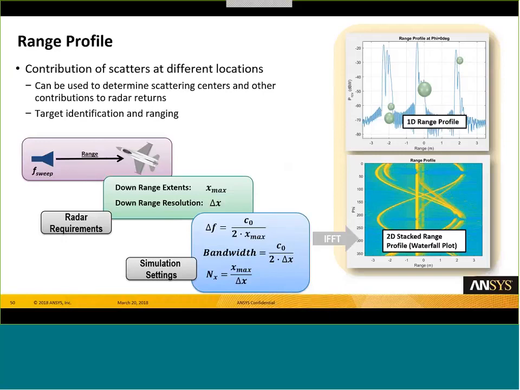And once that's done, we ultimately get the same thing that we would get with a network analyzer and measurement. And then we can take that and apply an inverse Fourier transform to be able to get the result that we're looking for, the range profile.